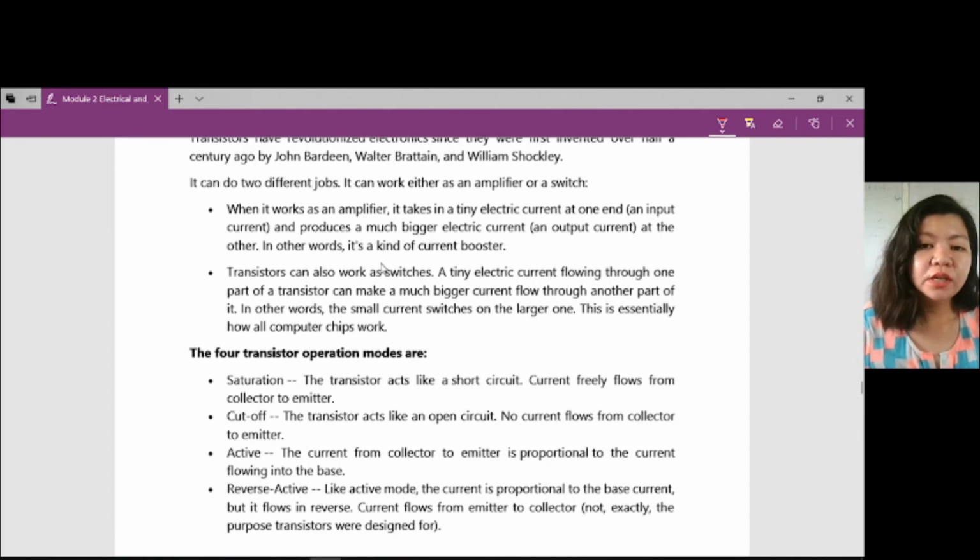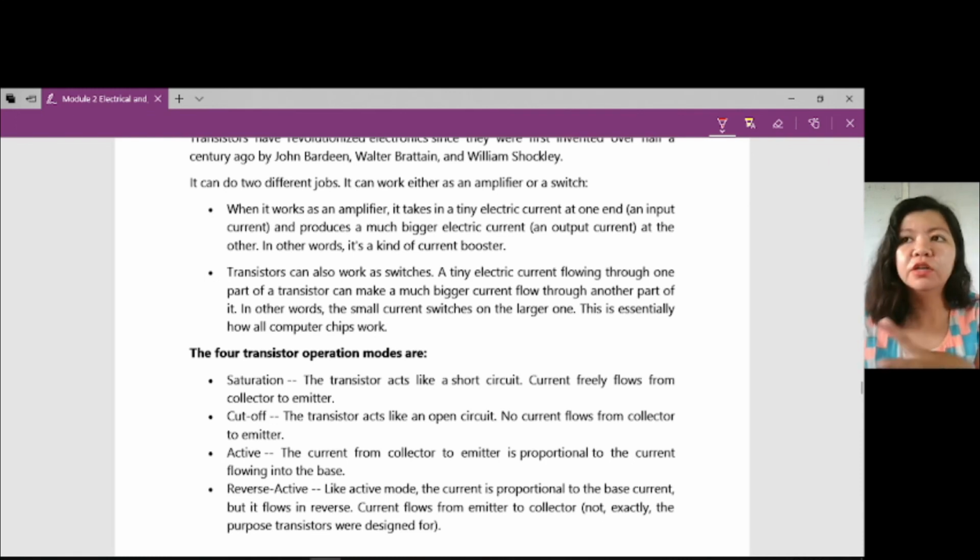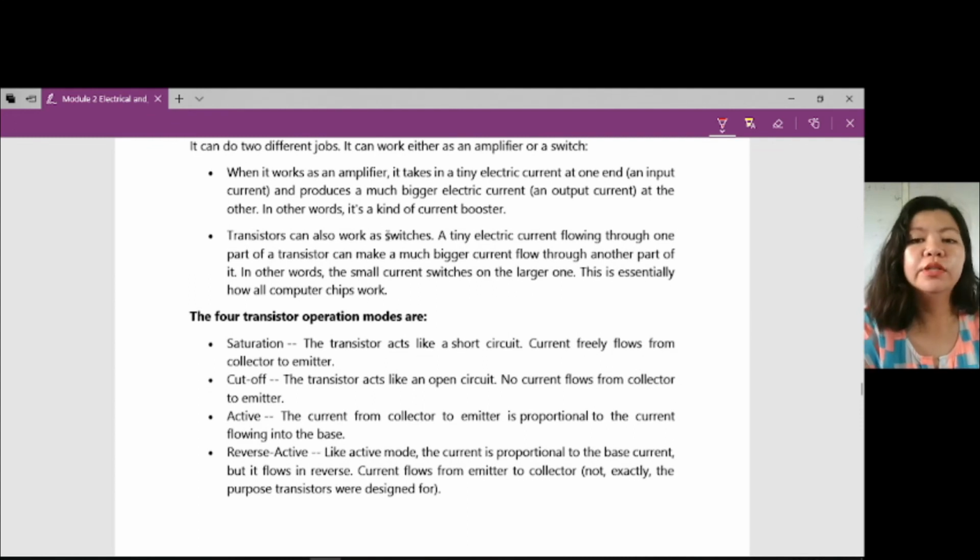So when it works as an amplifier, it takes a tiny electric current at one end and produces a much bigger electric current. So it amplifies or increases. Parang ganun. Actually, amplifiers do such thing. It increases. Mas pinagmamagnify niya yung value of what's entering into it. So, sa transistor, it converts or transforms the current into a bigger electric current at the other end. So, it's also called a current booster.